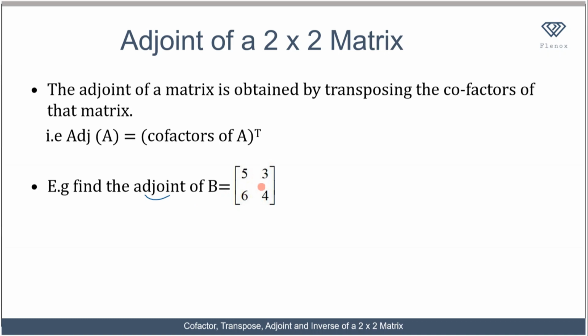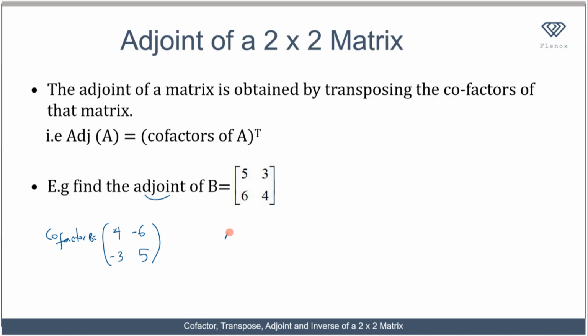So the first thing we have to do is find the cofactor. To find the cofactor, you just switch the diagonals. Here you have 5 and 4, so it becomes 4 here and 5 here. And here you have 6 and 3, so 6 comes up while 3 goes down. And you now multiply this term by minus 1, so you change the signs, minus and minus. So this is the cofactor of the matrix B.